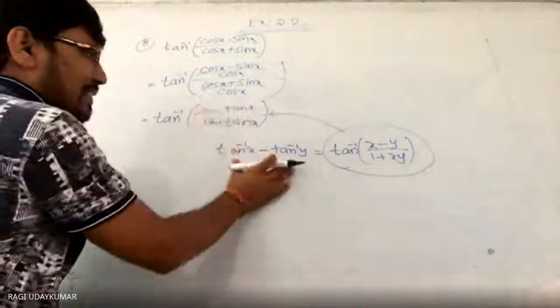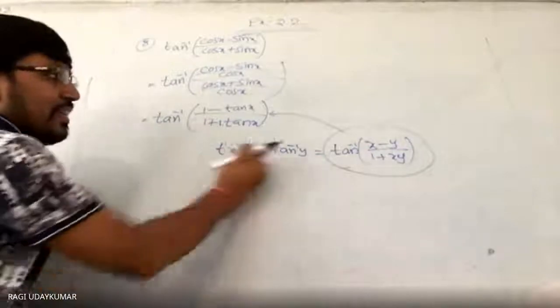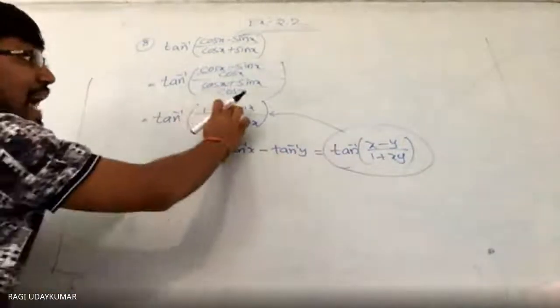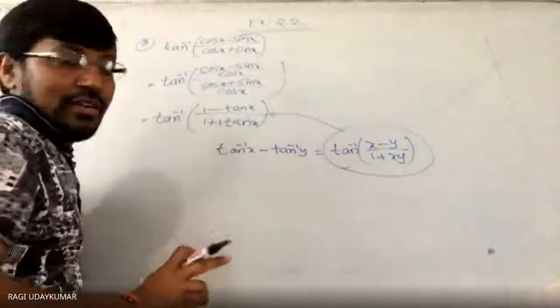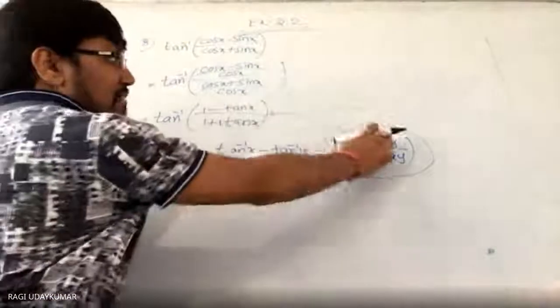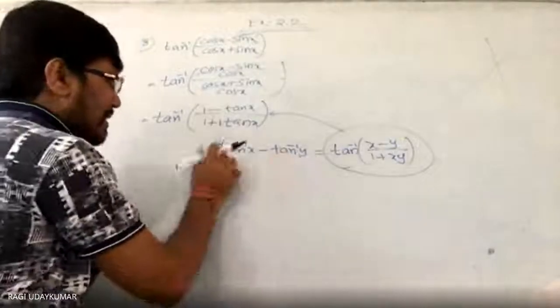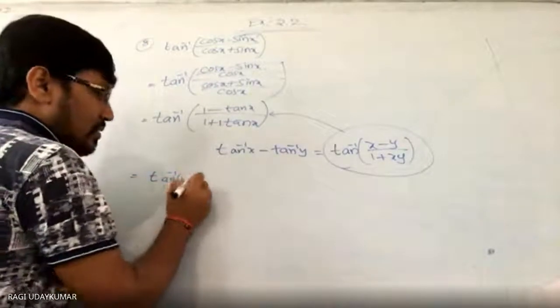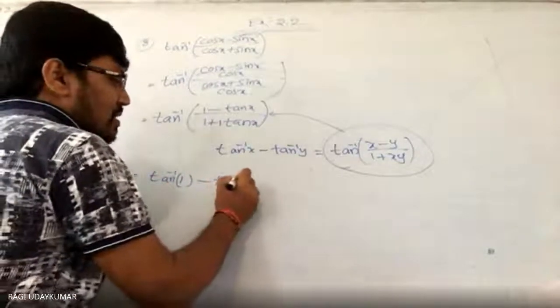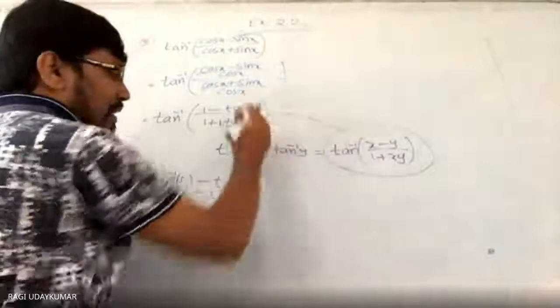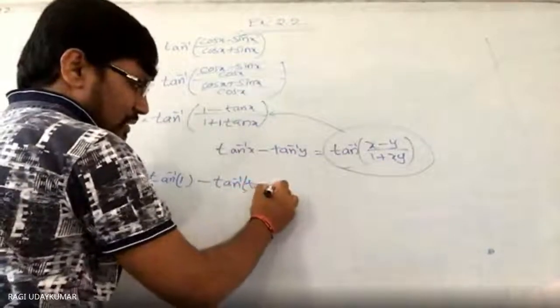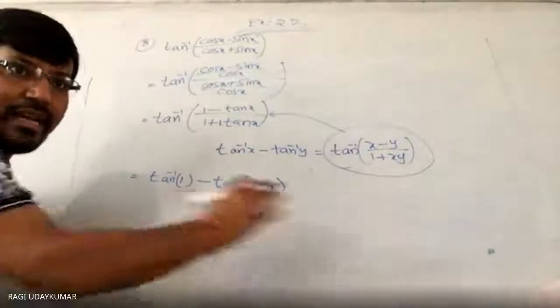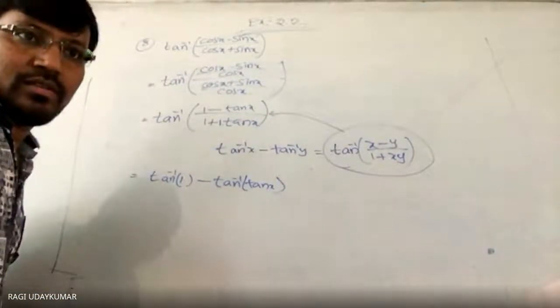So you can write this, writing 1 in the place of x and tan x in the place of y. What do you write in the place of y? Tan x. So what you can write? Tan inverse of 1 minus tan inverse of, in the place of y, tan x. Is this clear? Yes, sir. Sir, please repeat again.